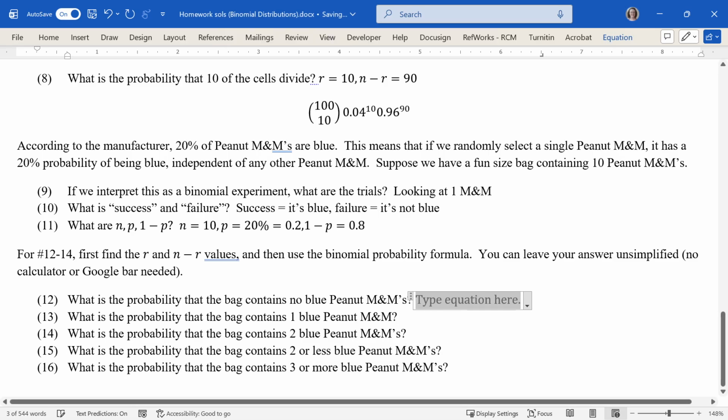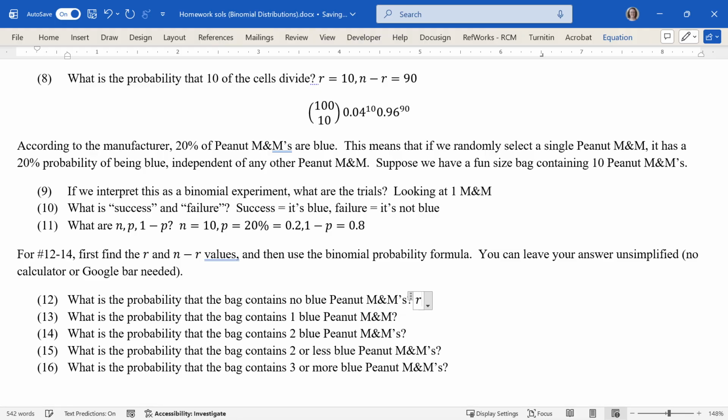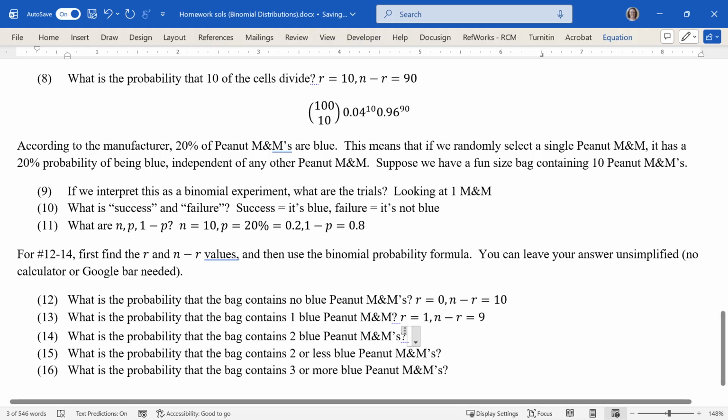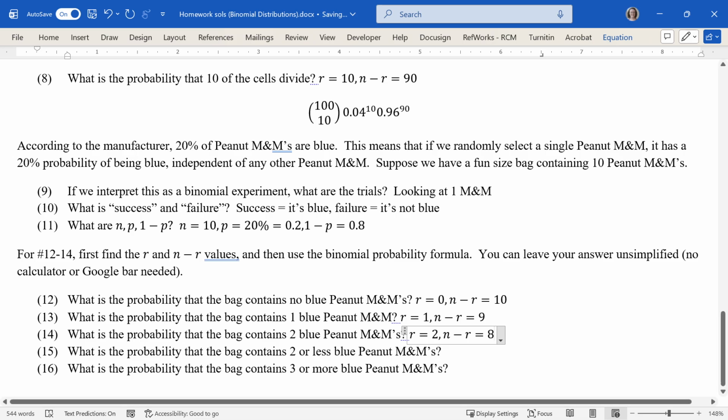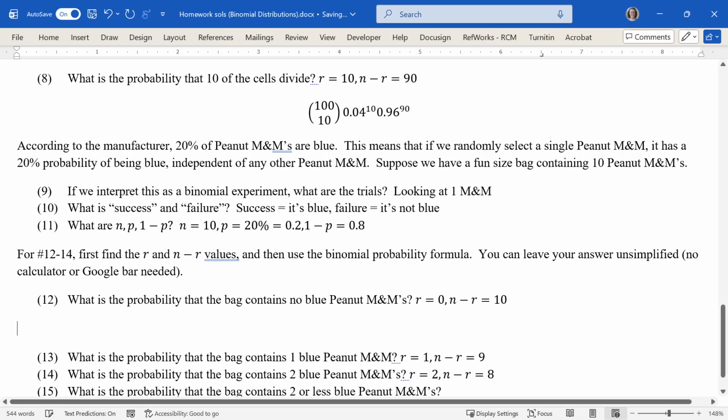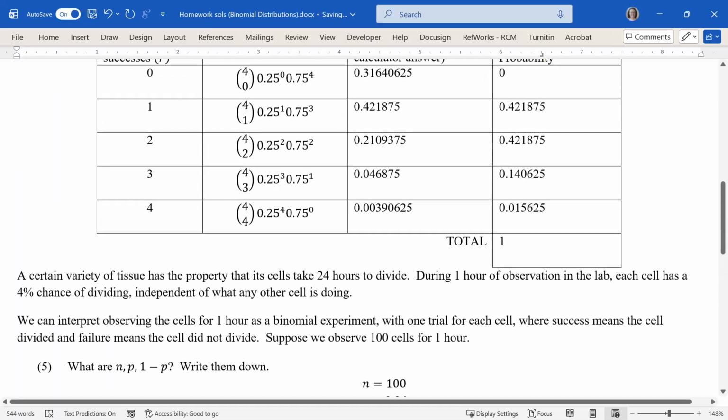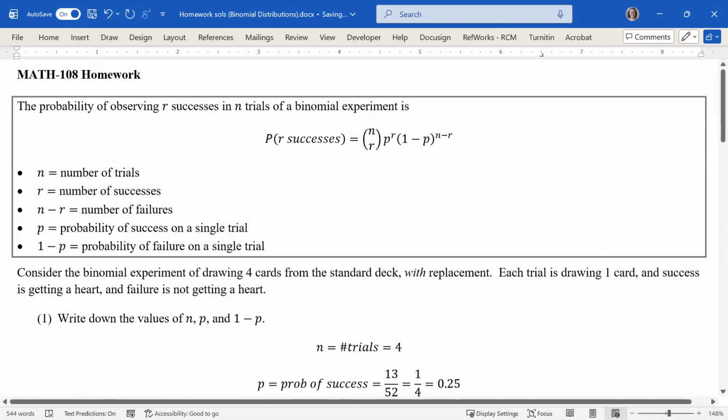Okay, so for number 12 here, the number of successes is, we're looking for no blue, so 0. And that makes the number of failures 10. For the next one, we're looking for 1 for R, and that means the number of failures is going to be 9. And then the next one, R equals 2, and n minus R equals 8. So 2 successes and 8 failures. And now we're going to put the formula in from up here.